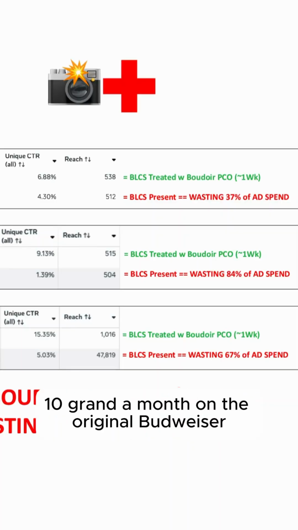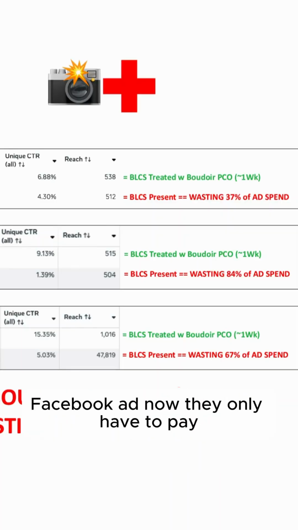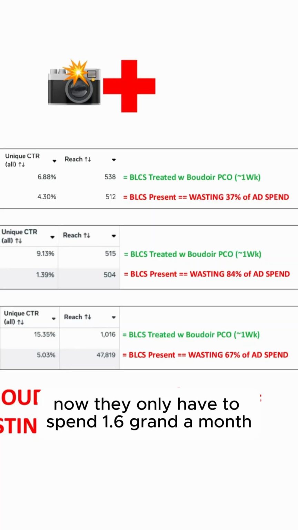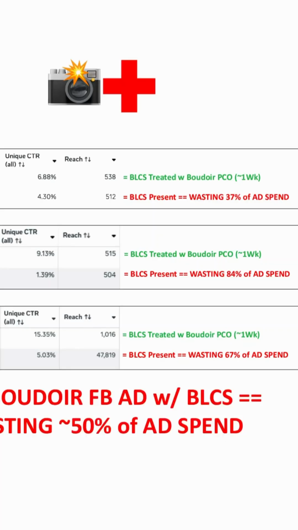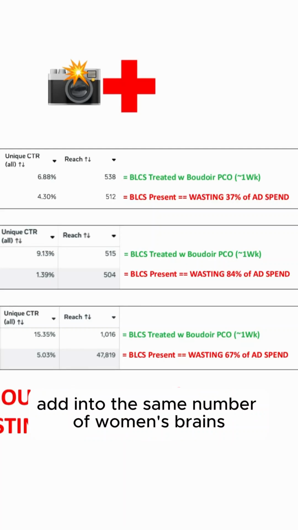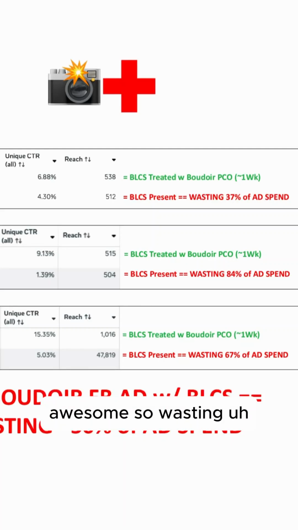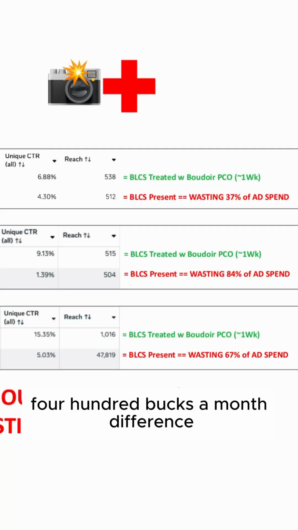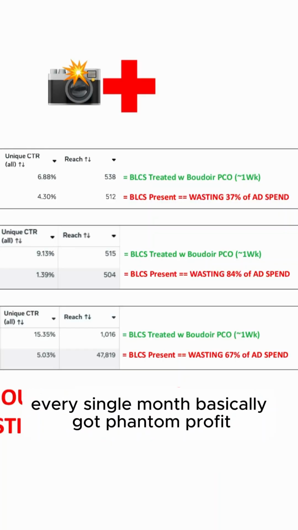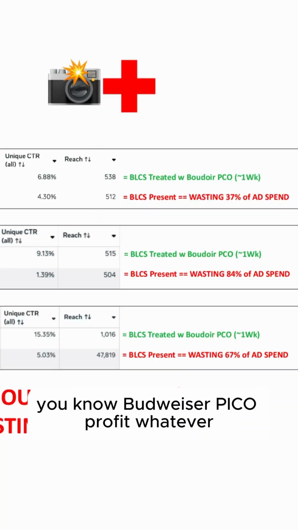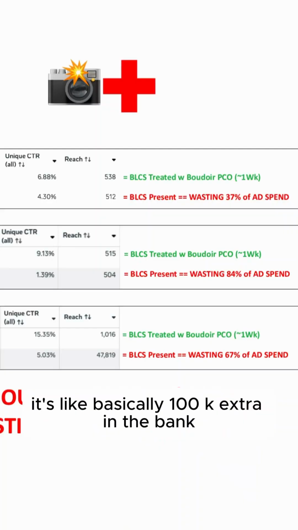And so that means if they're paying 10 grand a month on the original Boudoir Facebook ad, now they only have to spend 1.6 grand a month with the Boudoir Pico treated ad to get their ad into the same number of women's brains. Awesome. So that $8,400 a month difference that they no longer have to spend, they keep it as profit or keep it in their pockets every single month. Basically a phantom profit, Boudoir Pico profit. And at the end of 12 months, it's basically 100K extra in the bank.